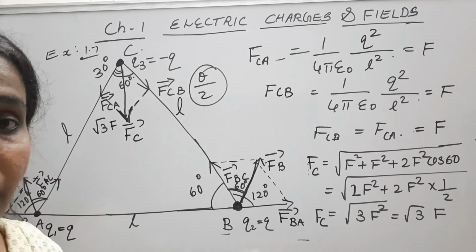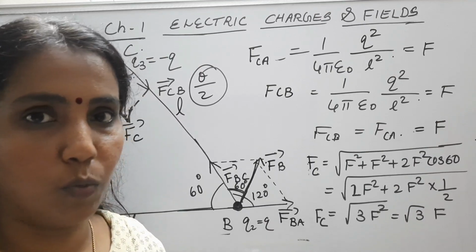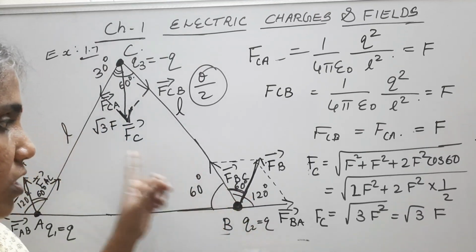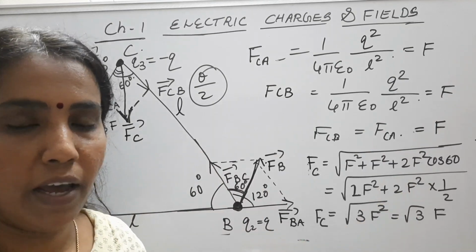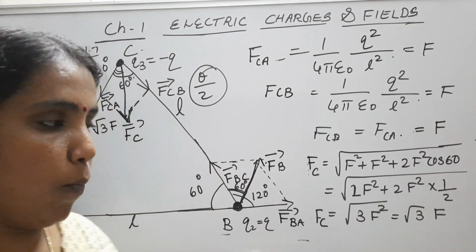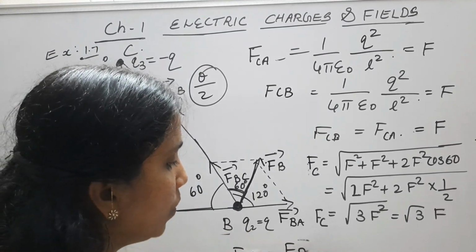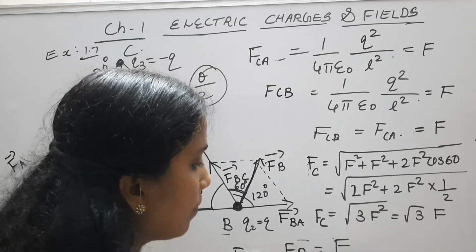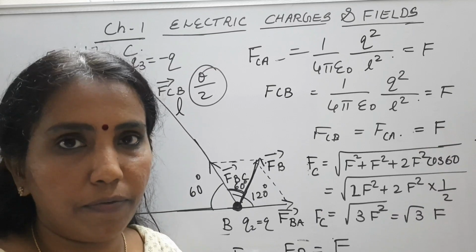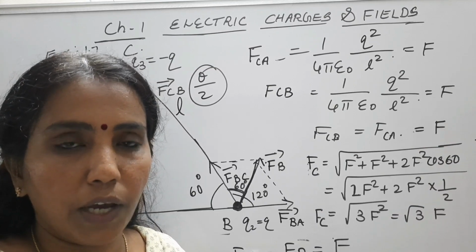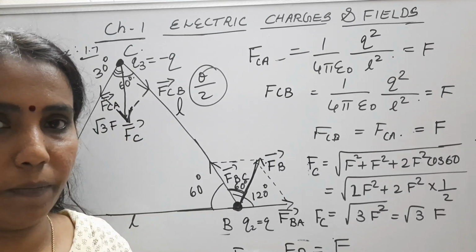So it's a lengthy one. You have to apply Coulomb's law and the principle of superposition. So we have marked the three forces and we have written the values of FA, FB and FC. Both FA and FB are of same value or magnitude, that is F. And FC is of magnitude root 3 F. That's the case. Okay, so with that, example 1.7 is over.